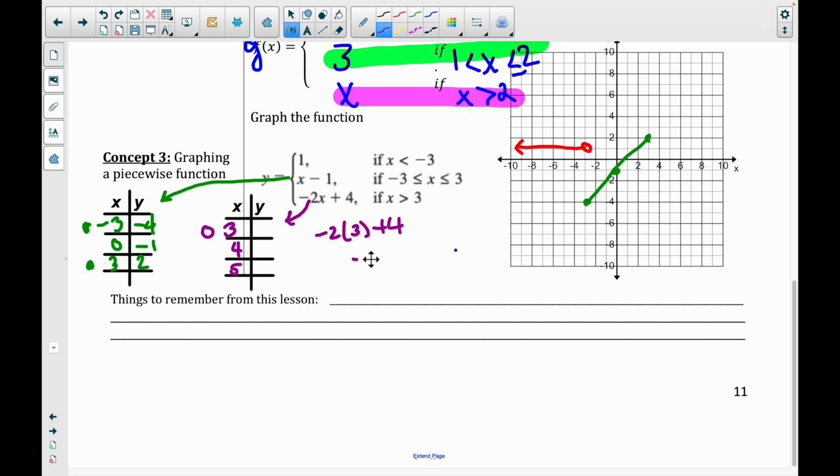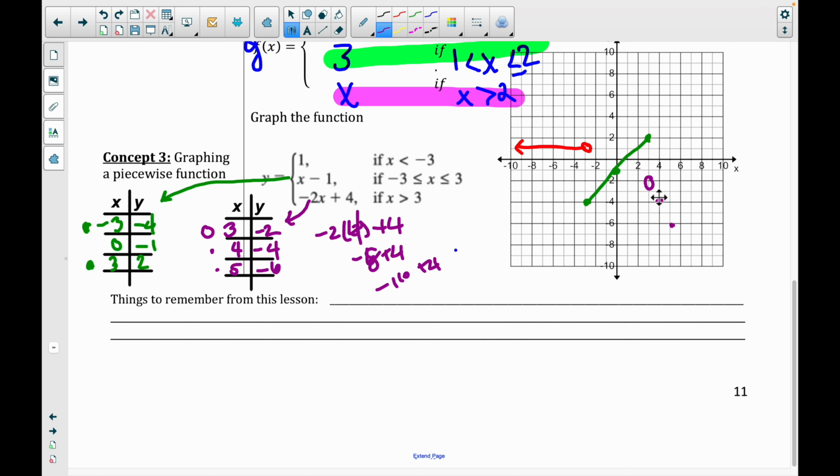2 times negative 3, that's negative 6, plus 4 is negative 2. If I plug in a 4, I get negative 8 plus 4 is negative 4. If I plug in a 5, I get negative 10 plus 4 is negative 6. Okay, so now I can plot these points. Remember I said anything that's not on the end point will be a solid dot. So 3, negative 2 is an open dot. 4, negative 4 is a solid dot. 5, negative 6 is a solid dot.